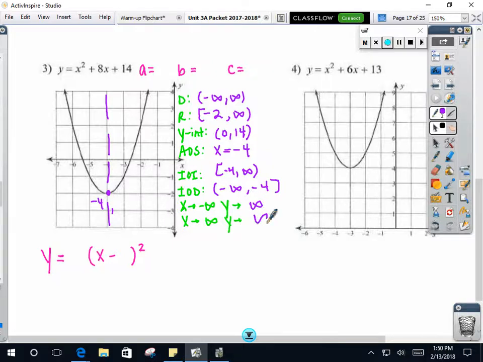Oh, and then I forgot to do the actual standard to vertex form. What is the A value? What's the B value? 8. What's the C value? 14. We already found the x value of the vertex. It was -4. What's the y value of the vertex?